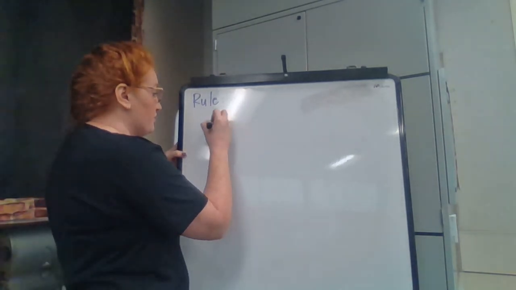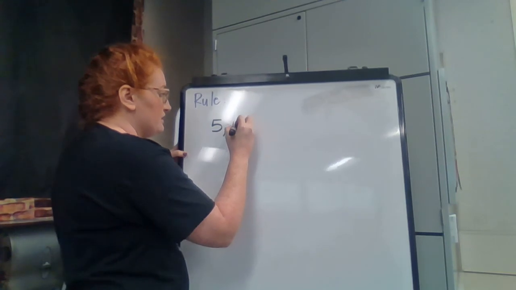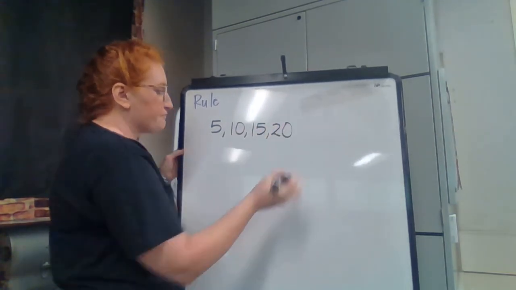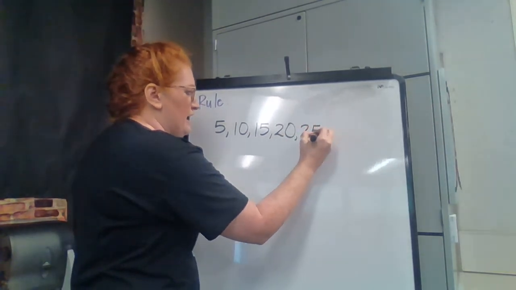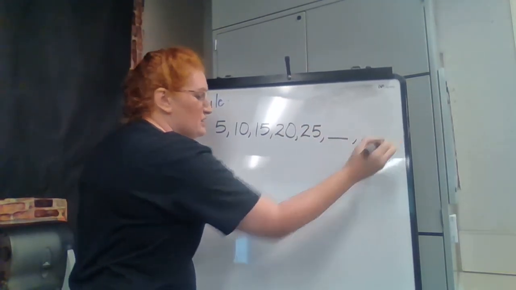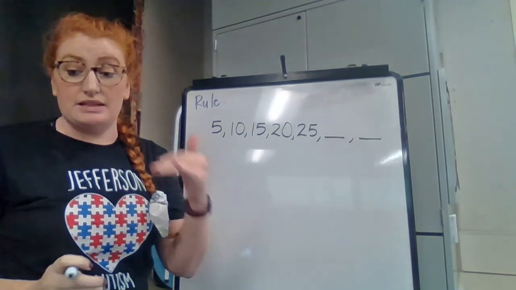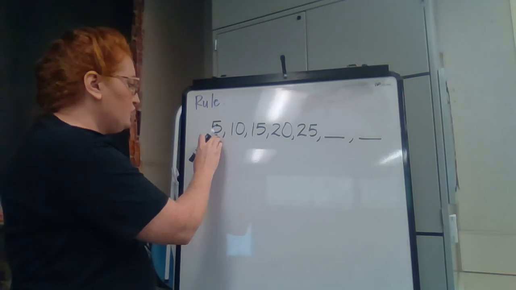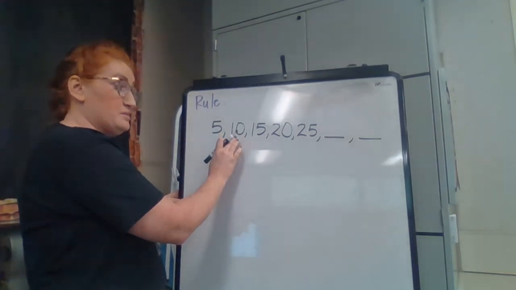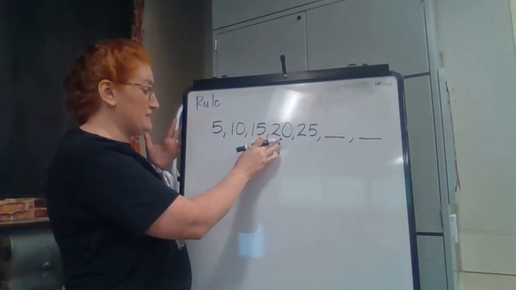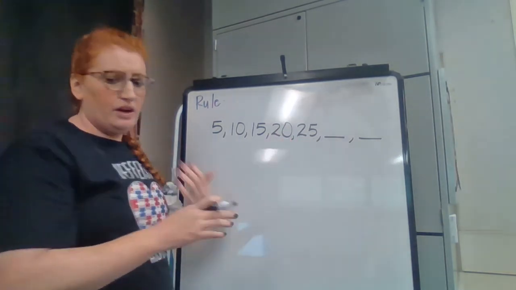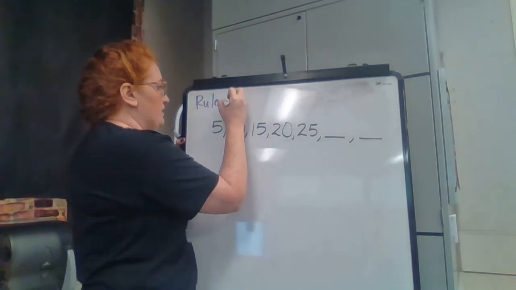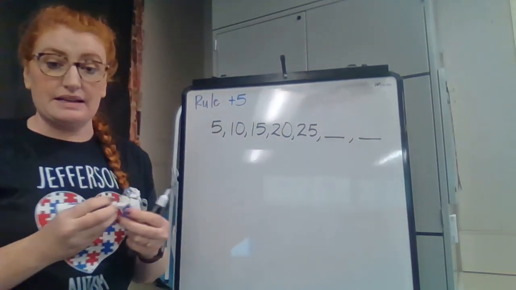So here are our numbers that we're going to start. We've got 5, 10, 15, 20, 25. Now I want us to find the next two numbers in this sequence. In order to do that, we kind of have to figure out the rule. How did we get from 5 to 10, from 10 to 15, from 15 to 20, and from 20 to 25? We use the rule add 5. So our rule is add 5.